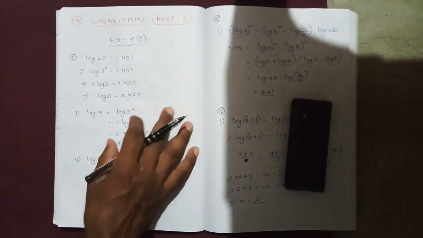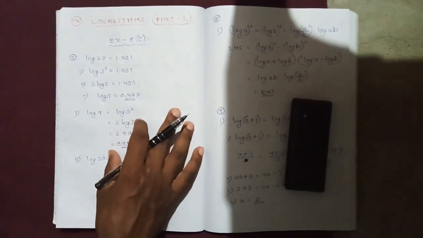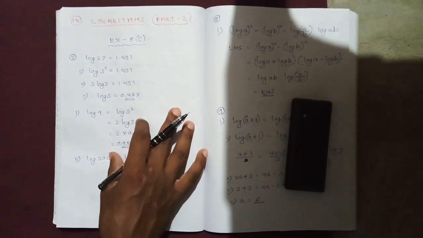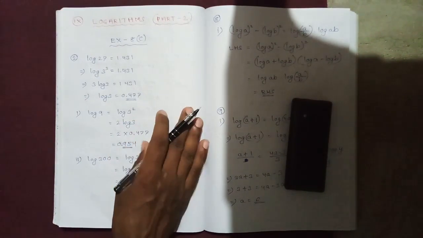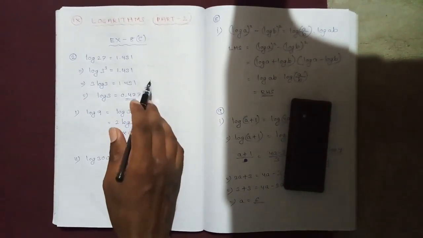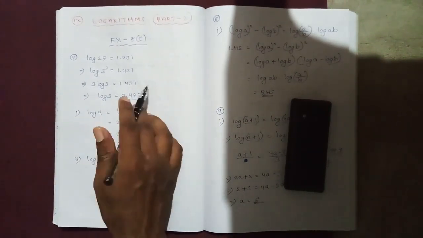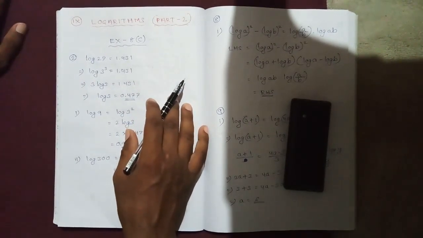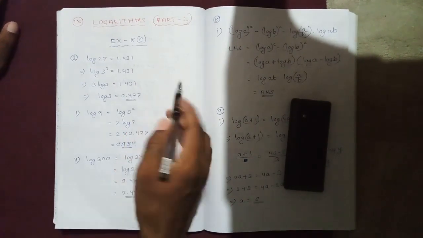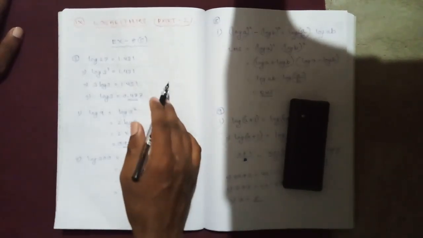In part 1 we have studied the different laws of logarithm, and we have solved some problems related to the laws. Now in this part we will move to exercise 8C. Open your book, page number 108, exercise 8C. I will be solving some problems.